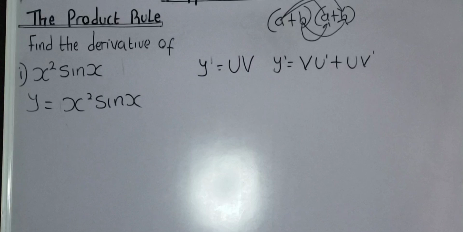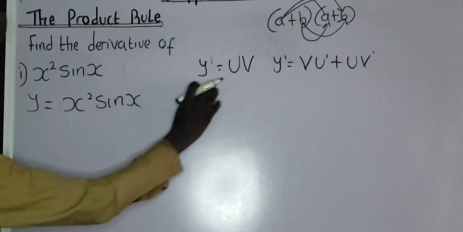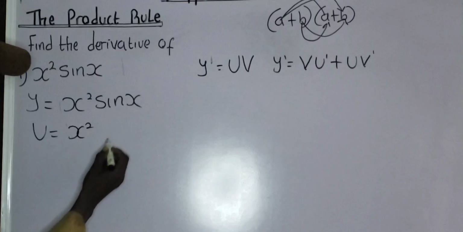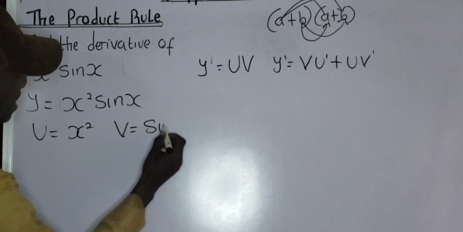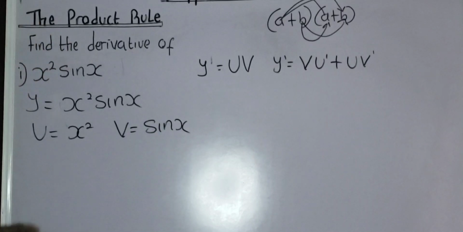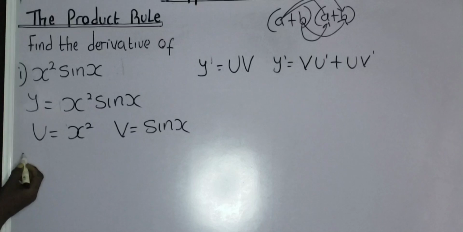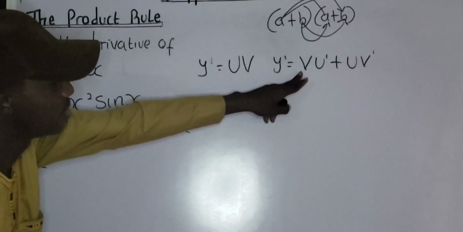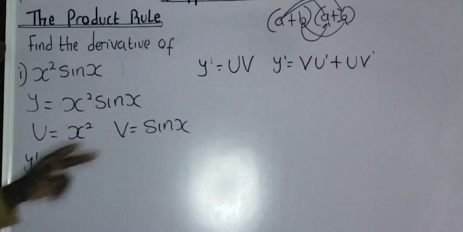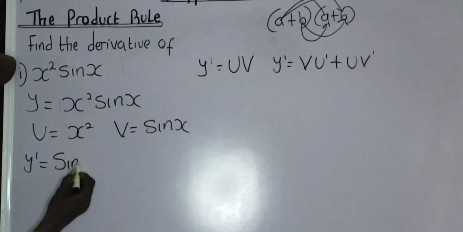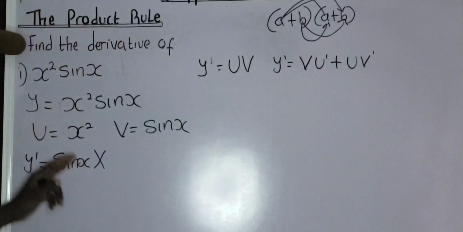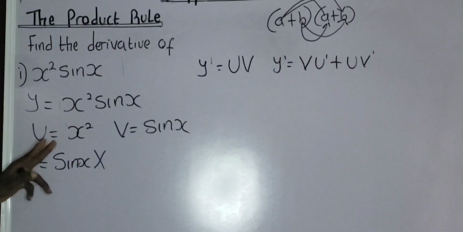Do you understand? Now, if you compare this function with this function, you can see that u equals what? x squared. And v equals sine x. Now, the product rule states that the derivative of y equals v. V is what? Sine x, multiplied by the derivative of u.